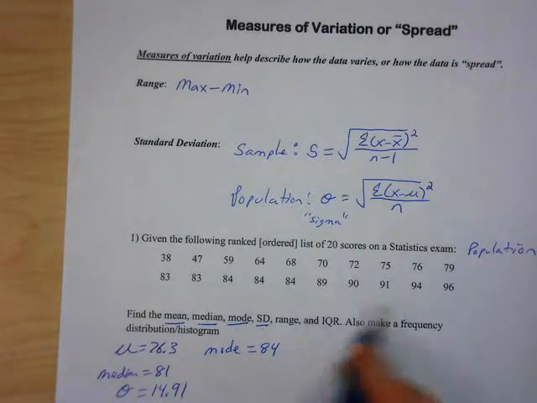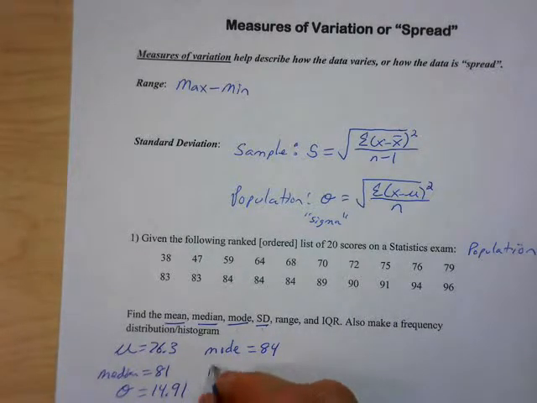The range is the maximum data value minus the minimum. So the range is 96 minus 38. If we do 96 subtract 38, that'll give us 58. Okay, so the range is 58.